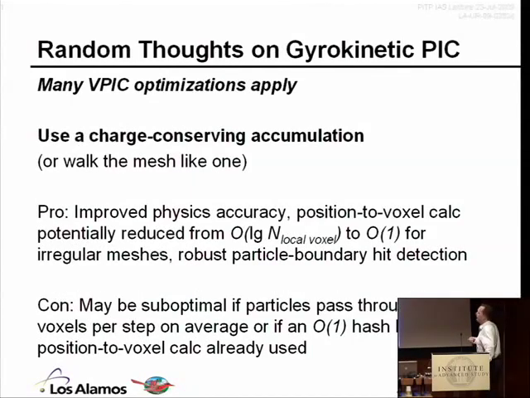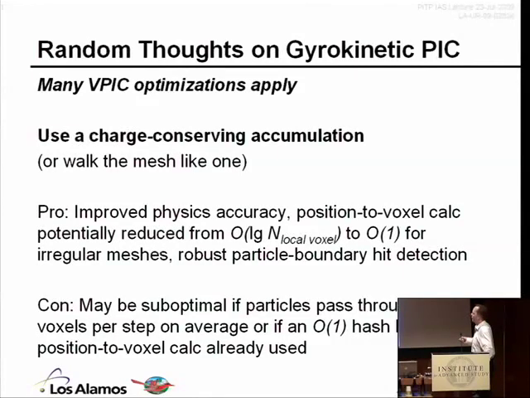This one is kind of opposite of the old advice. Most people thought charge conserving codes were always prohibitive because you have to walk the mesh, and walking the mesh is fairly expensive. But nowadays, this is kind of reversed because, one, you get improved physics accuracy by walking the mesh. It also can make your life easier when you have to figure out where particles are on the voxel because you're exploiting the previous information of where the particle was if you're looking at things like an irregular mesh.